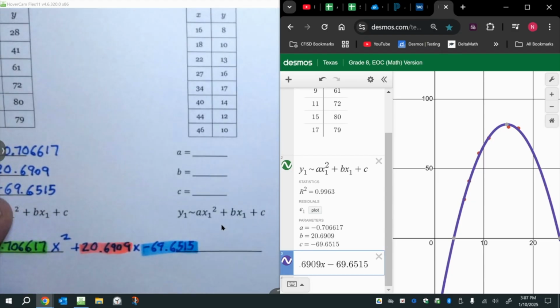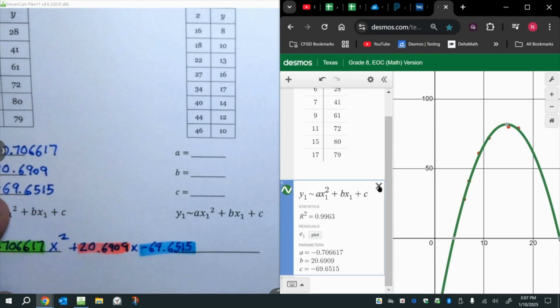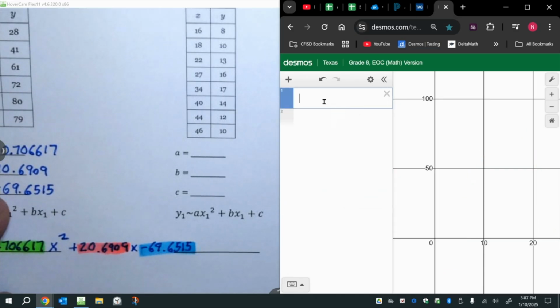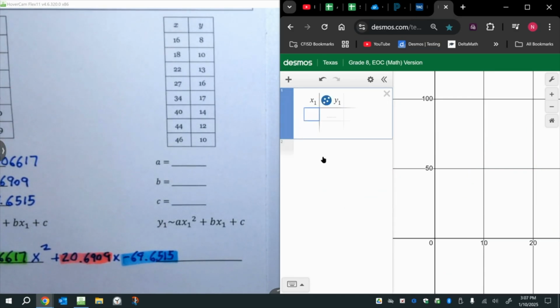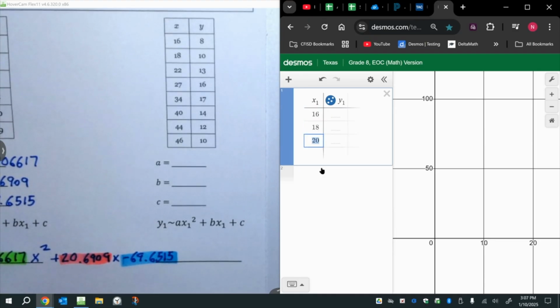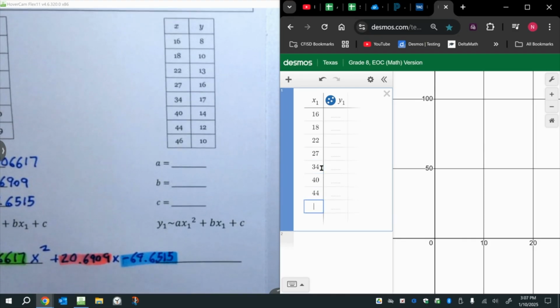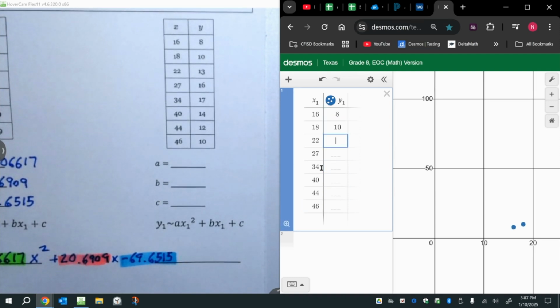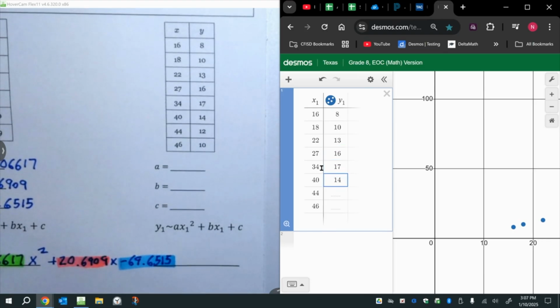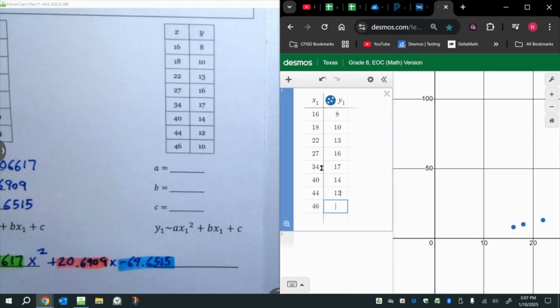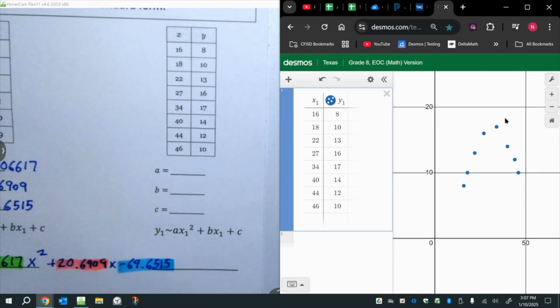Let's take a look. We're going to clear out all the information and add a table again. And we got 16, 18, 22, 27. The hardest part of this is typing this in correctly, making sure that you do this right, double checking that it's right. Because if you type it in wrong, then you're not going to get the right thing. And again, it should start making one of these parabolas or quadratic functions. So let's focus in on it by hitting the magnifying glass. There it is. There's the quadratic.